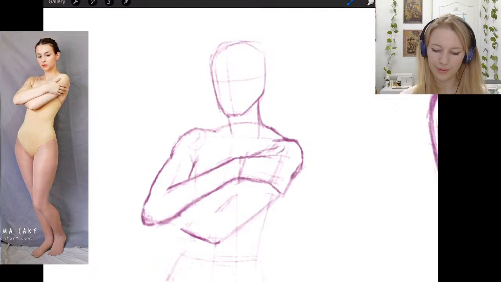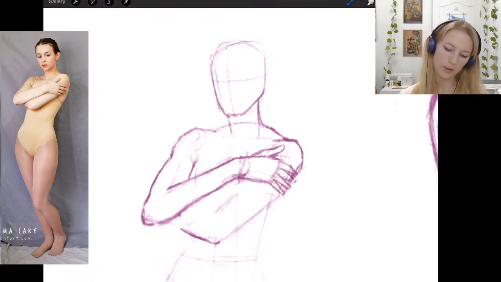That's too small of a tongue. I will just simplify the fingers here because I don't want to spend too much time on those.